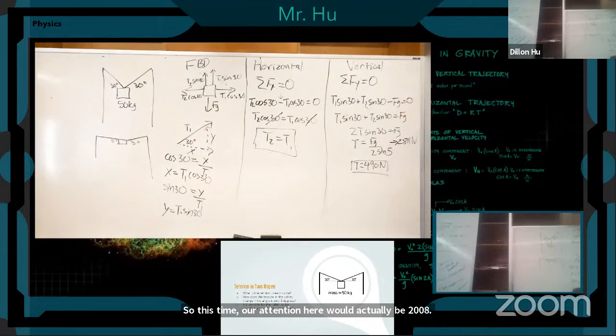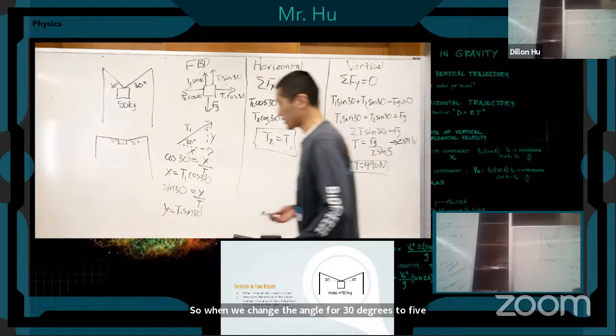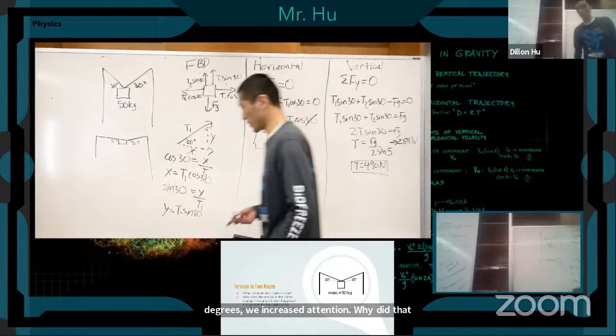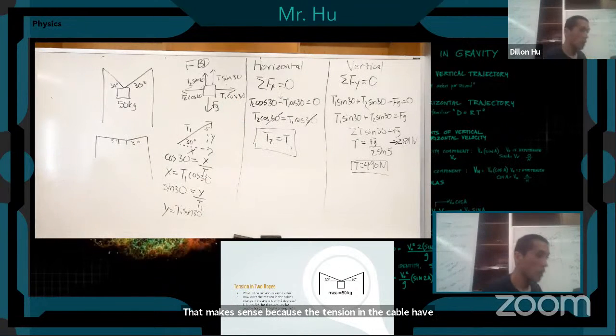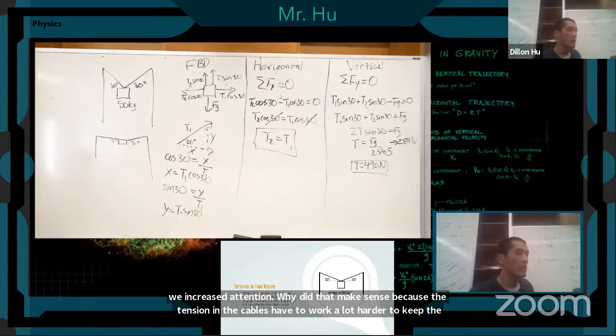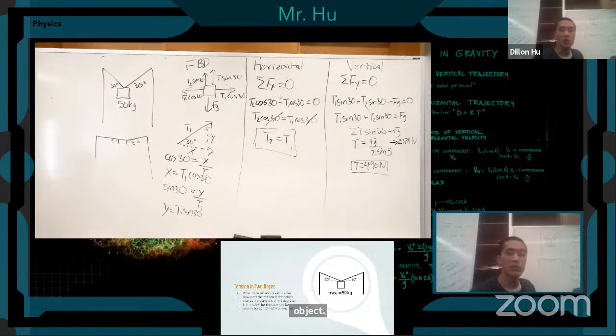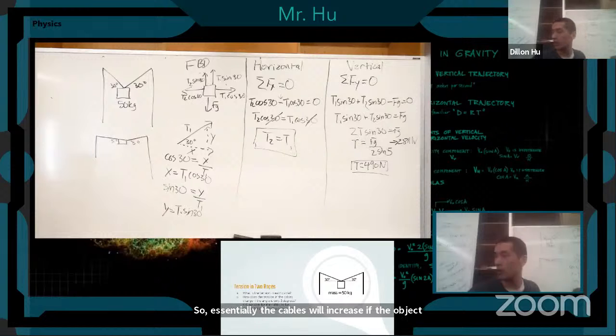So when we change the angle from 30 degrees to 5 degrees, we increase the tension by quite a bit. That makes sense because the tension in the cables has to work a lot harder to keep the object up. So the tension in the cables will increase if the angle is only at 5 degrees.